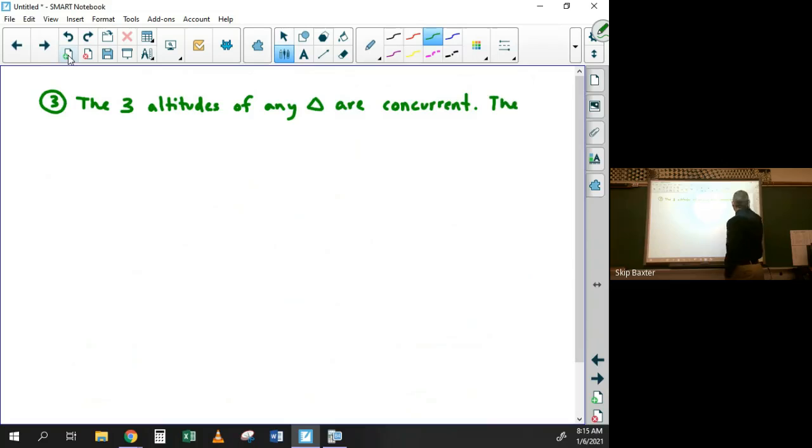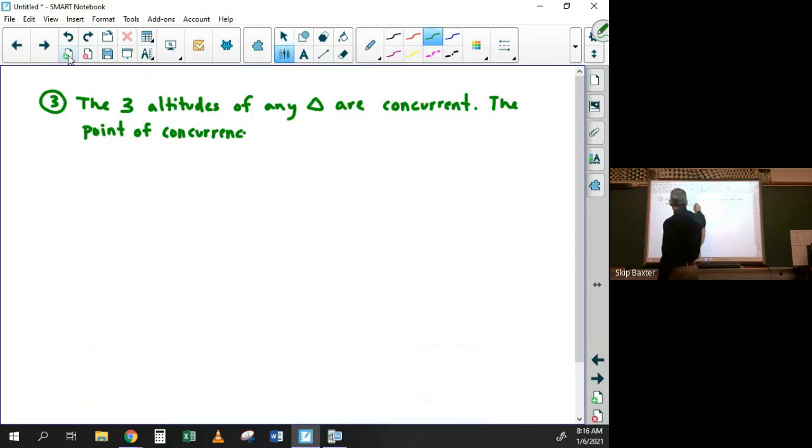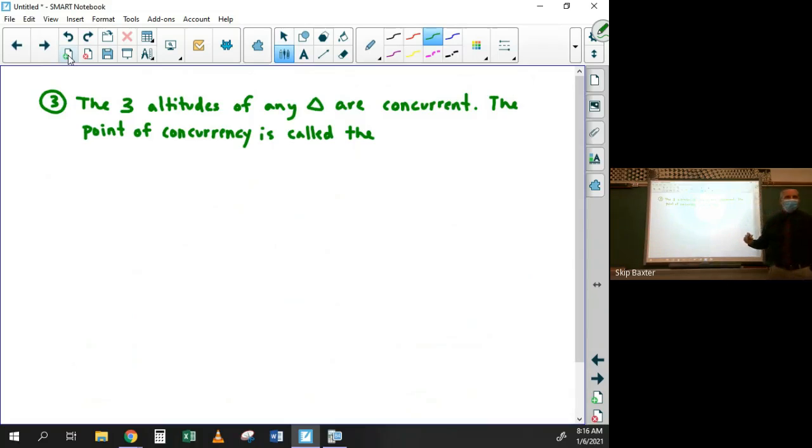The point of concurrency is called the orthocenter.